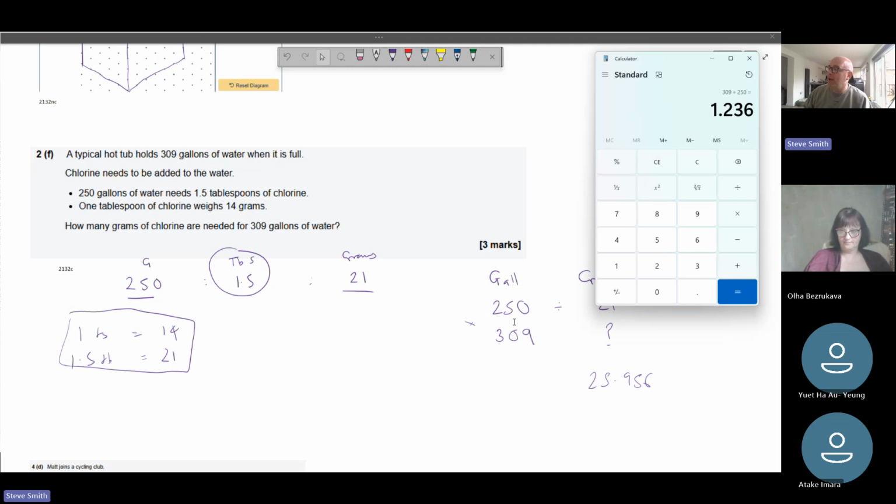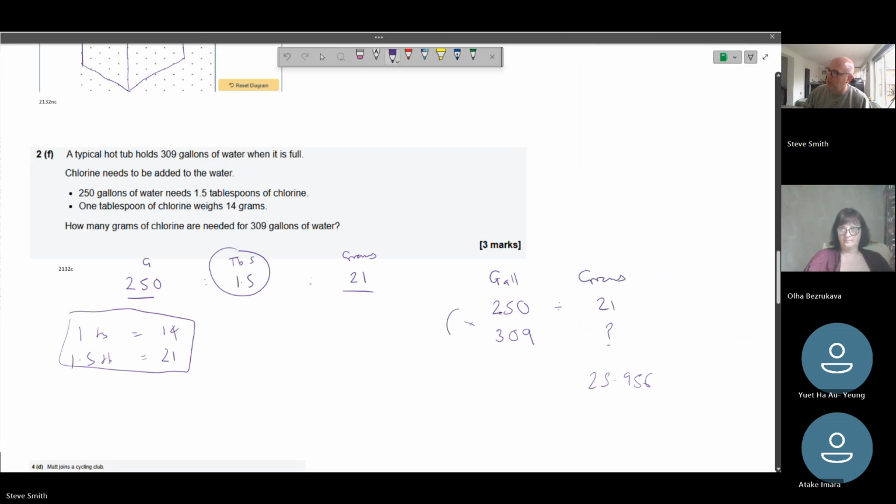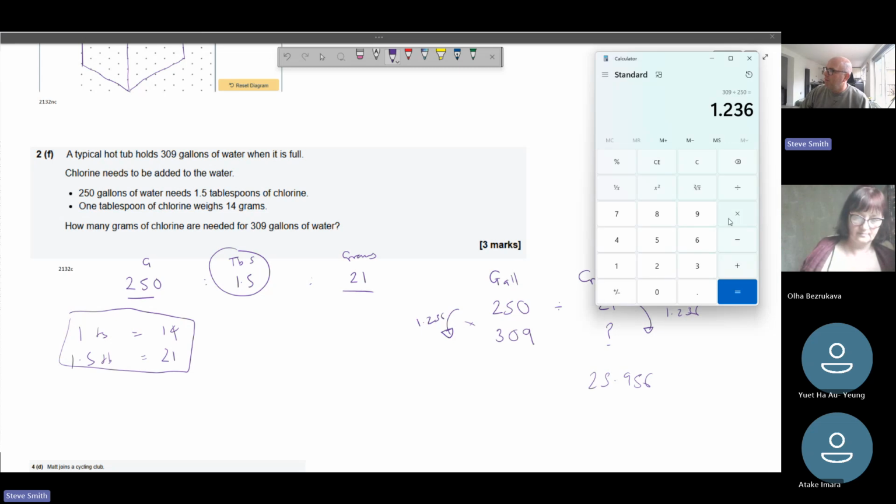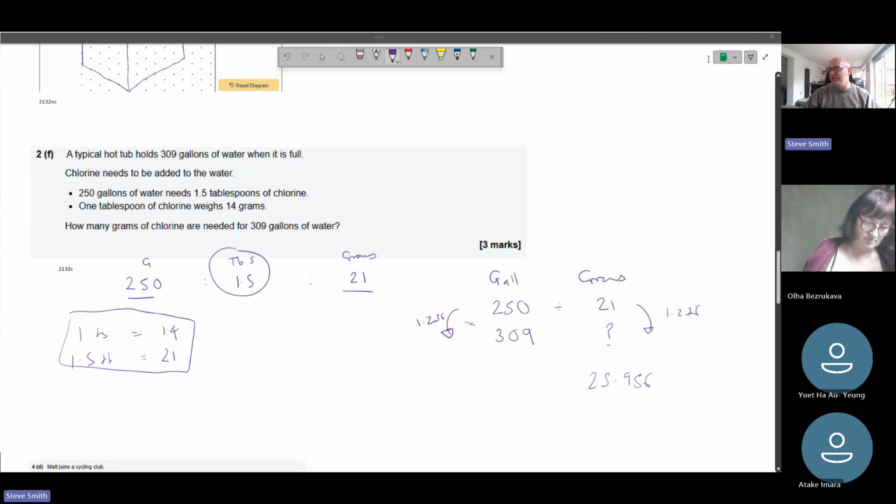So the multiplier here is, what did I say? 1.236. So to get from that number to that number, we've timesed it by 1.236. So we do the same direct proportion. We do the same on that side. 1.236. So let's do it. Times by 21 equals 25.9356. So the same answer. It's just looking at where the proportion is.